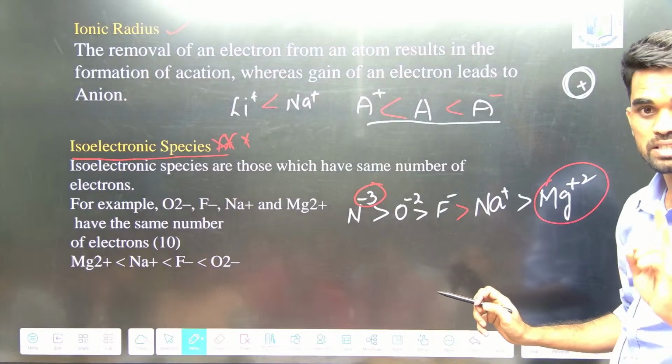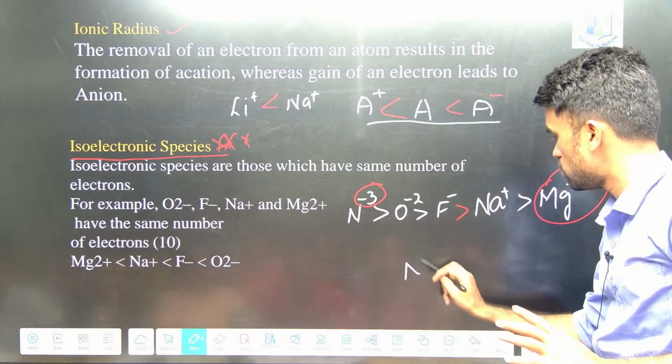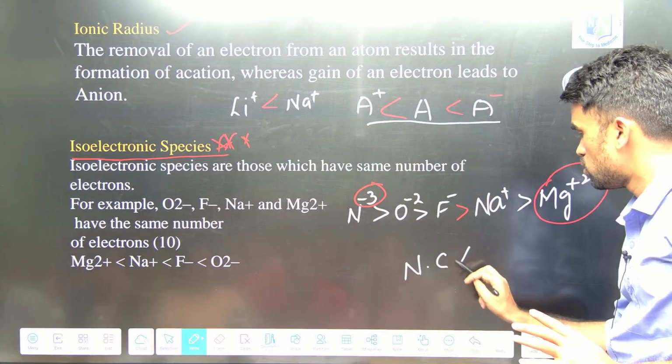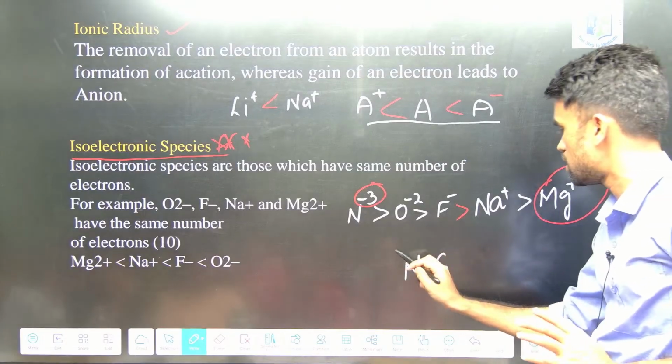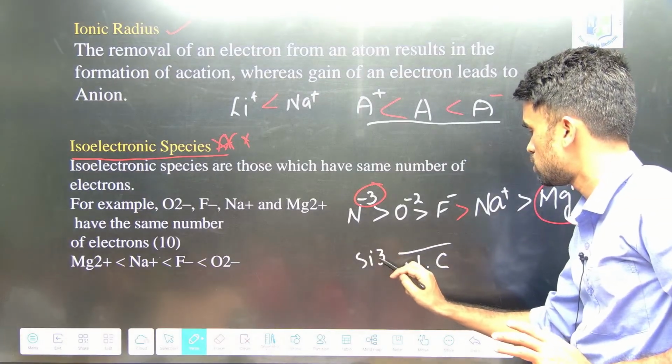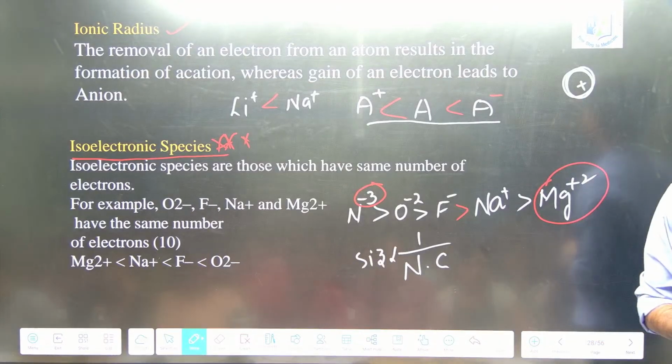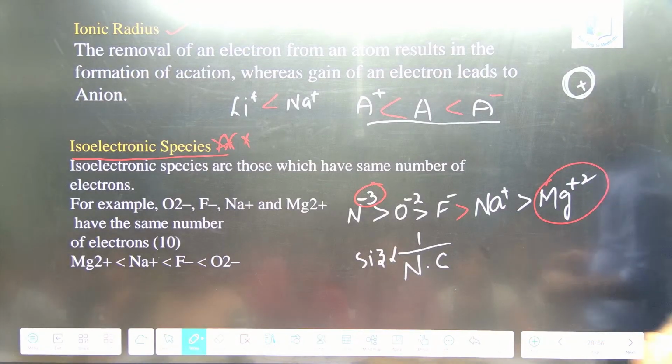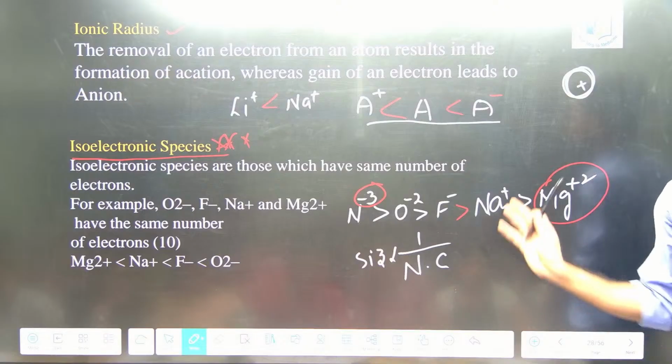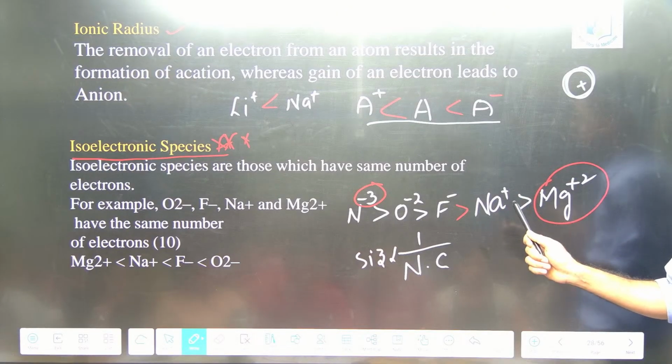So I am making one simple relation. More is the nuclear charge, smaller is the size, or size is inversely proportional to nuclear charge. Can we relate it like this? Based on this, you can solve the maximum number of questions. Is this clear, everyone?